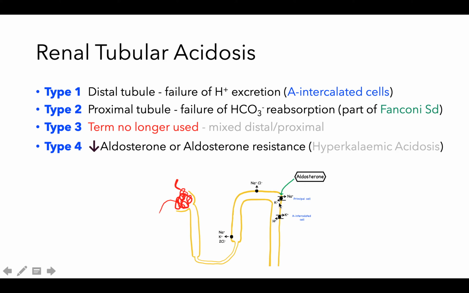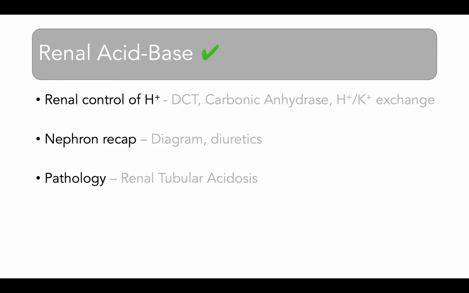The principal cells can't excrete potassium, and that means that the alpha intercalated cells don't have as much potassium to exchange for H+. For that reason, this is sometimes called hyperkalemic acidosis. And so just to ram the point home, type 1 RTA affects the alpha intercalated cells of the distal tubule, type 2 affects the proximal tubule, type 3 doesn't exist, and type 4 affects aldosterone here.